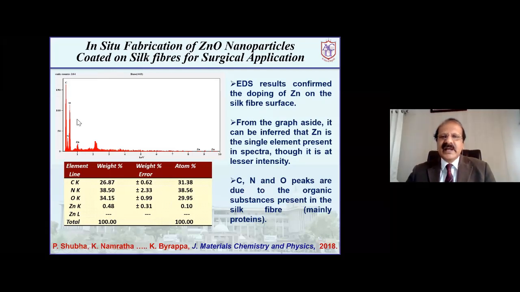And this is the EDS, energy dispersive spectroscopy, on the zinc oxide coated on silk fiber surfaces to show the presence of zinc and oxygen only, and no other elements are present. That is, the silk fibers having only zinc oxide. And also, the presence of C, N, O, these are the peaks due to the organic substances present in the silk, especially the protein part present in the silk.